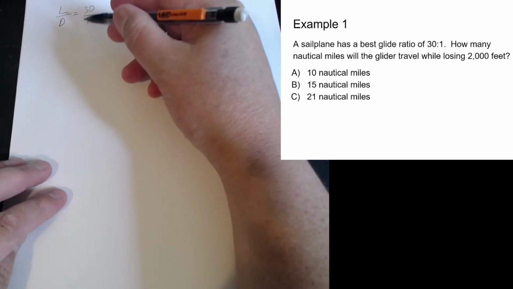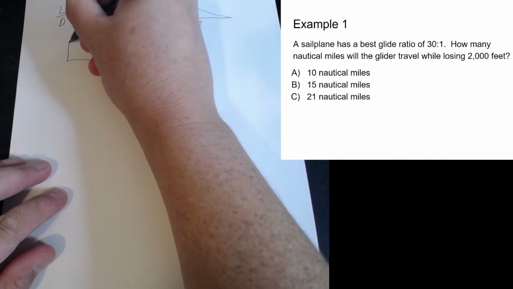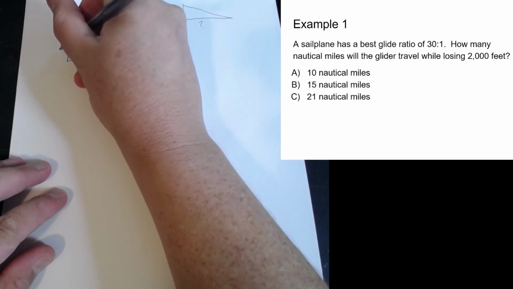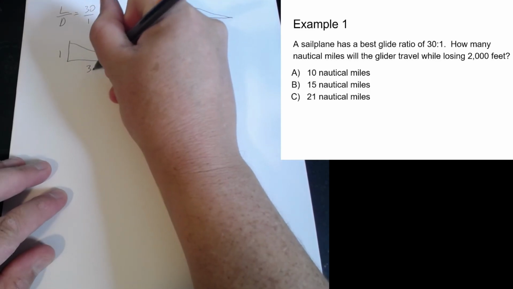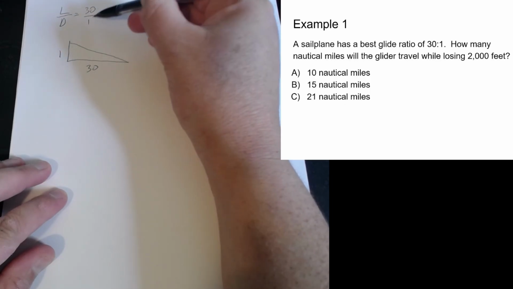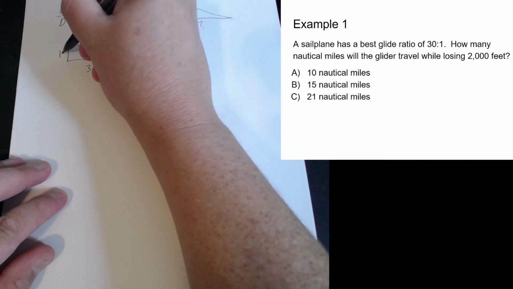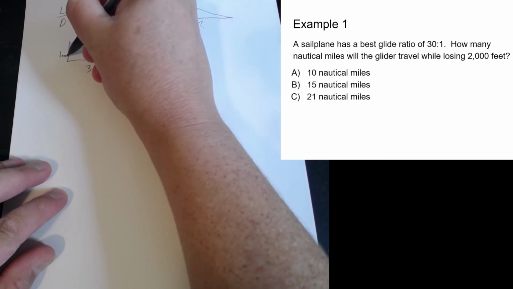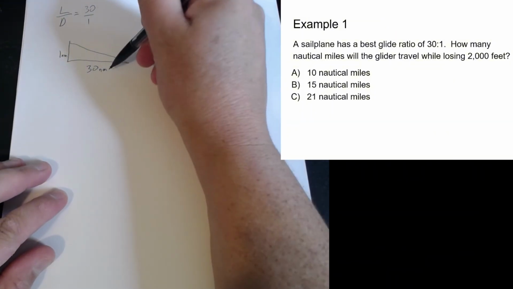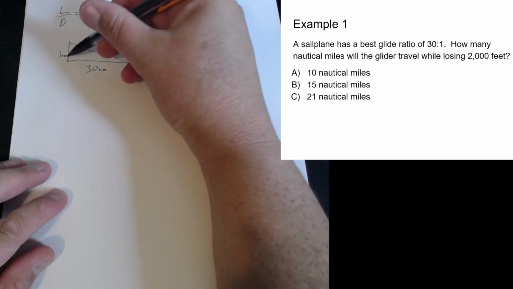Let's draw a picture of our L over D triangle now. The glider will go down 1 for every 30. That's what L over D means. You go over 30 for every 1 you lose. Well, 1 of what? Let's just label it for convenience, nautical miles on both of them. For every 30 nautical miles you go over, you'll go down 1 nautical mile.